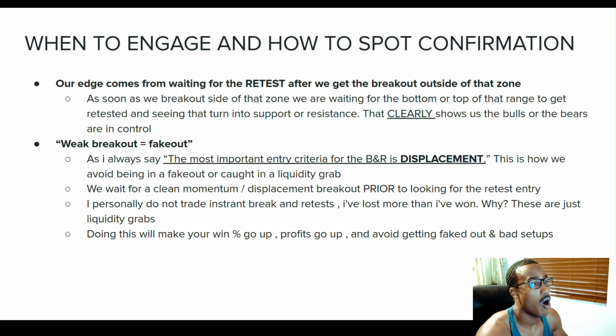Now, how do we engage in spot confirmation? I really want to hit on this. So our edge comes from waiting for the retest after we get a breakout outside of that zone. As soon as we break outside of that zone, we are waiting for the bottom or the top of that range to get retested and then seeing that turn into support or resistance. That is going to visually and clearly show us that the bulls or bears are in control.